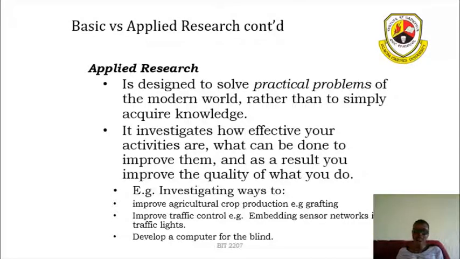So here we have some examples of types of research, like improve agricultural crop production, embedding sensor networks in traffic lights, develop a computer for blind people. For you being IT students, the most research that you find out there is somebody wants to develop a student information system for a school because they are using a manual system. Somebody wants to develop an artificial intelligence search engine to support e-commerce, things like that. That is typically applied research.